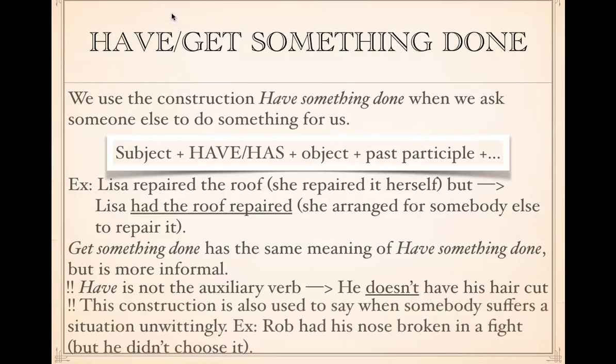And of course, again, this construction is also used to say when somebody suffers a situation unwittingly. For example, "Rob had his nose broken in a fight." But in this case, it's not something that he chose. It's something that he suffered, and he suffered it unwillingly.